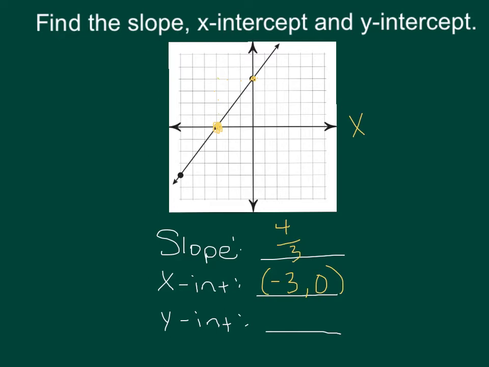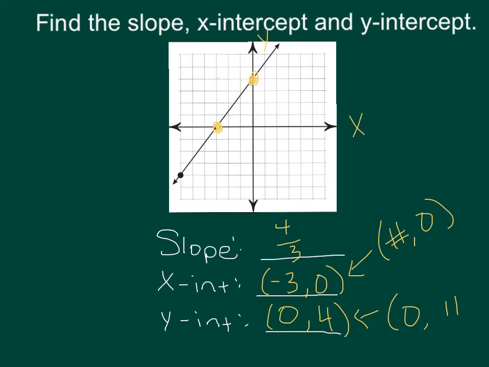The y-intercept, where it hits the y-axis, is right here. And that's up 1, 2, 3, 4. So it's +4, so it doesn't go left or right, so 0, +4. So if you look at how I wrote those, okay, the x-intercept is always going to be the number, 0. The y-intercept is always going to be 0, whatever number it's at. Alright, so make sure you get that in your notes.